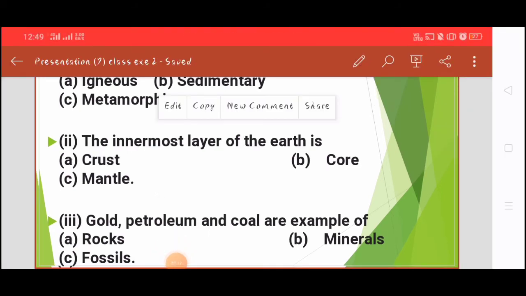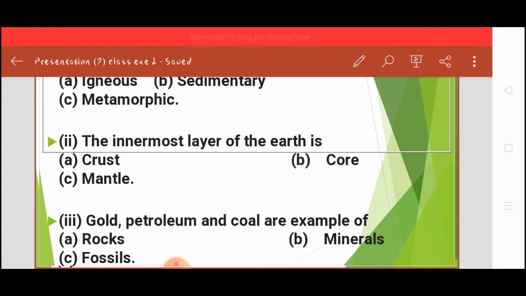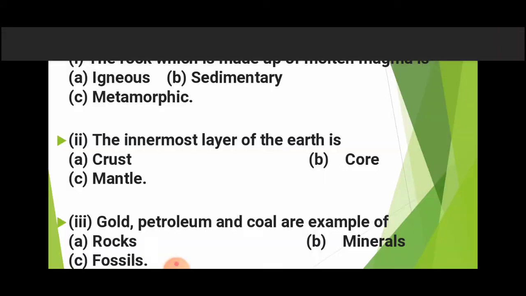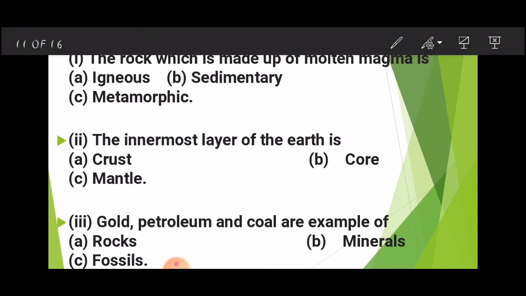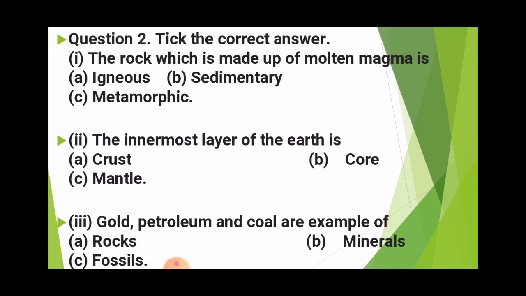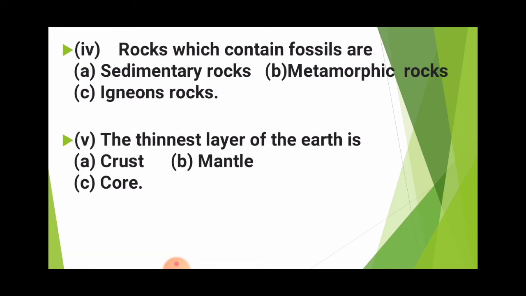What is the right answer for third? Gold, petroleum and coal are examples of minerals. Next, rocks which contain fossils are sedimentary rocks. And the last, the thinnest layer of the earth is crust.